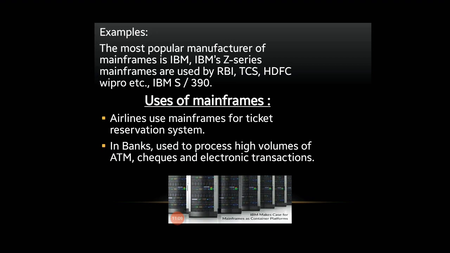So how is it possible? Because in the background, the mainframe computers store the users' data. Banks use it to process high volumes of ATM checks and electronic transactions. Online banking, internet banking, how is it possible so easily in modern days? Because of these mainframe computers only. It has a wide variety of applications in almost all fields. So this is also a 3 marks question.